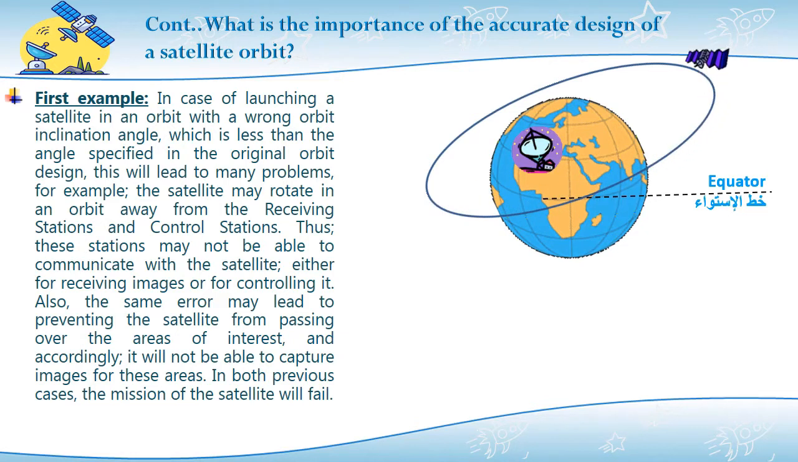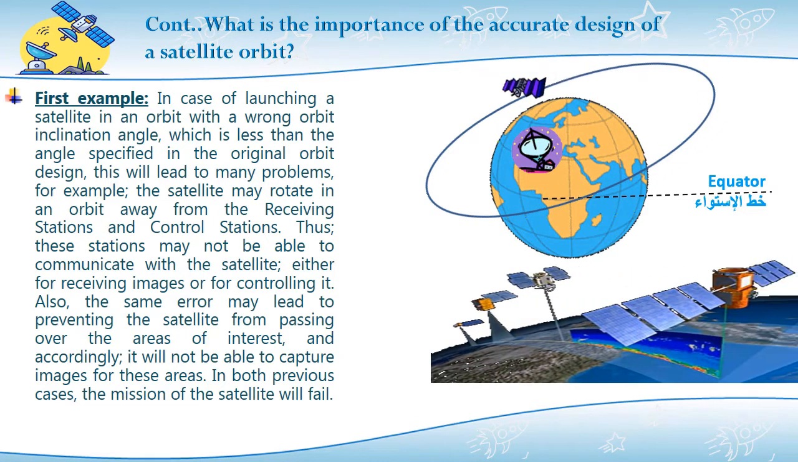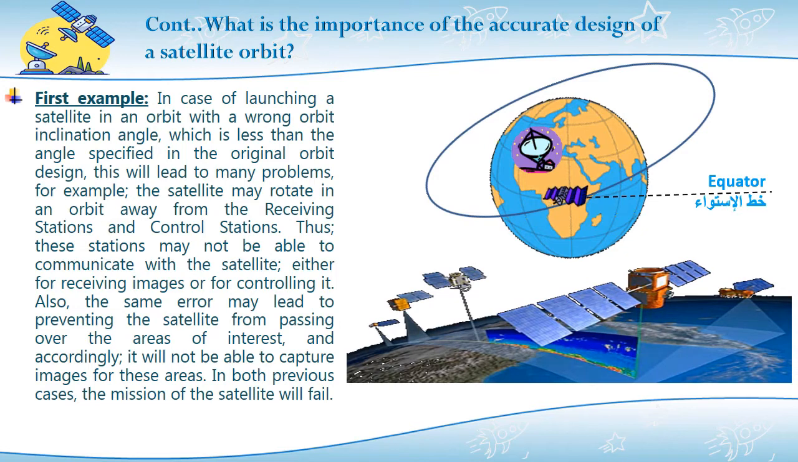Also, the same error may lead to preventing the satellite from passing over the areas of interest, and accordingly, it will not be able to capture images for these areas. In both previous cases, the mission of the satellite will fail.